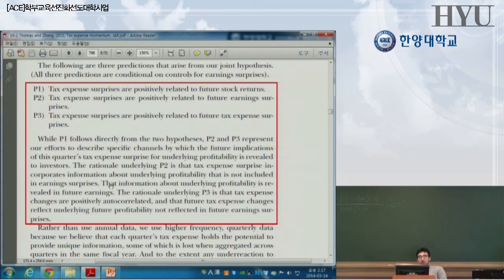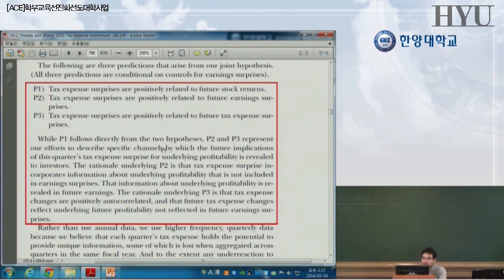Reason number one: tax expense surprise is positively related to the future earnings surprise. Okay, because it is about future earnings, it should include future stock return. In addition, tax expense surprise is positively related to future tax expense surprise. That is additional information. So P2 and P3 are the underlying theory of P1.